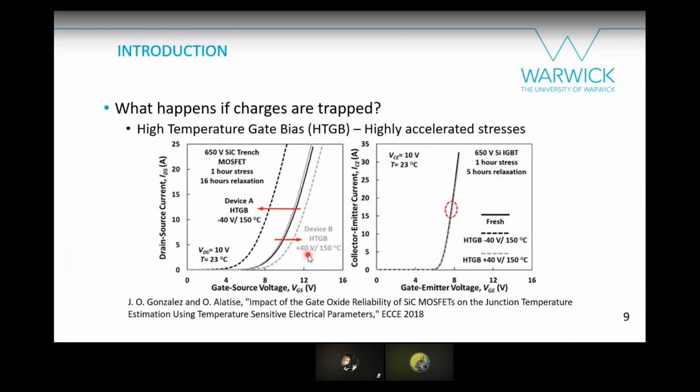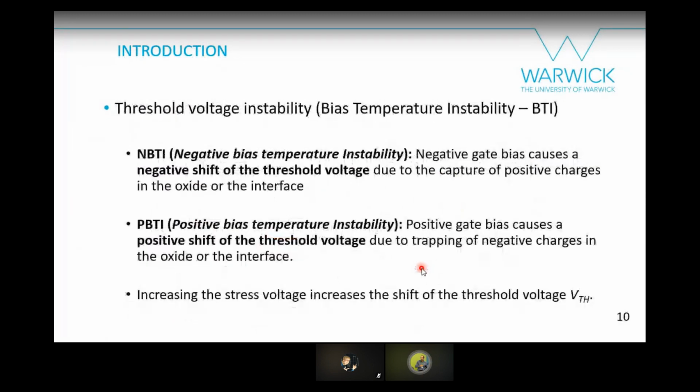You do the same in silicon carbide. Still, this is very accelerated. You're applying 40 volts, which is a lot for this device. And if you apply a positive voltage, you shift the threshold voltage up. So it's a rightward shift of the transfer characteristics. If you apply a negative voltage, you shift the transfer characteristics to the left. So you have a threshold voltage shift in silicon carbide at these gate voltage stress levels that you don't have in silicon IGBT. So that's because the interface is different. The interface is a bit more complex.